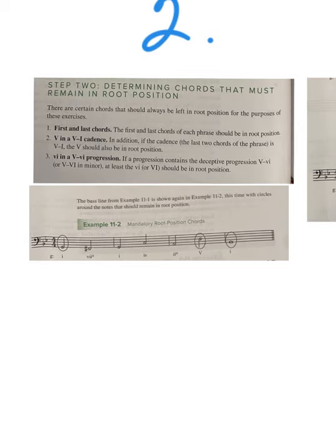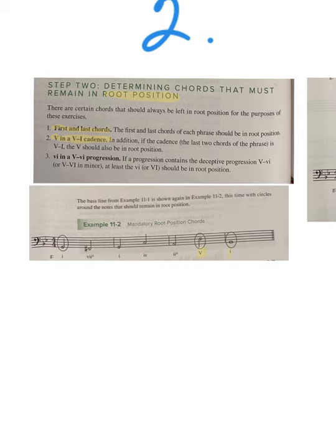Step 2 is determining which chords have to remain in root position. Okay, so there are certain ones that should stay in root position. The first and the last chords, the 5 in a 5-1 cadence, and if the cadence is the last 2 chords of the phrase, the 5 and the 1 should be in root position in this case.